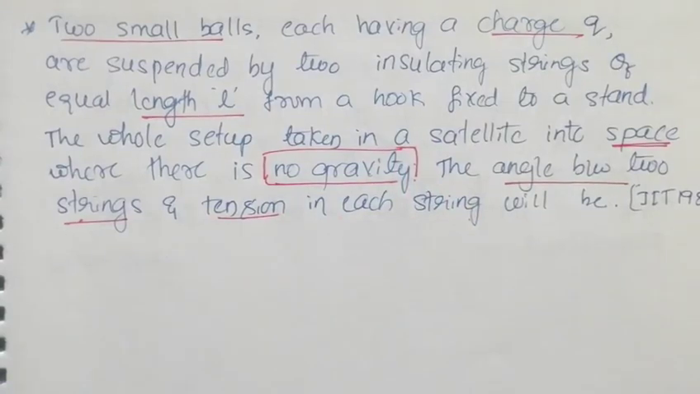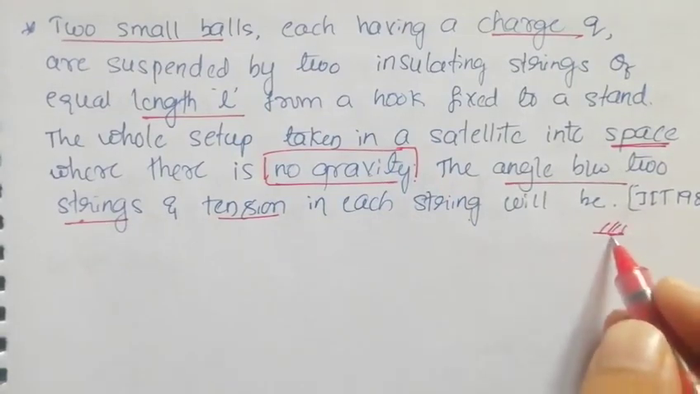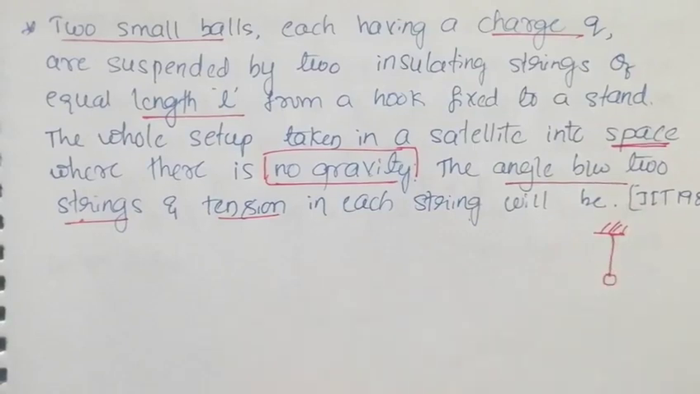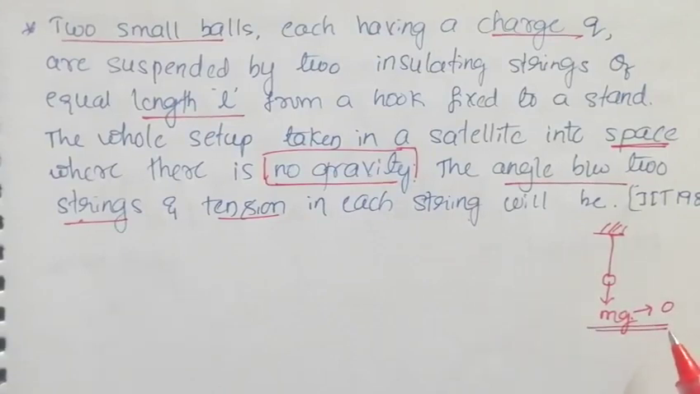Initially, what will happen? If you take a small ball on a hook, there will be a downward force, that is m into g. But in this case the g value tends to 0, so this entire thing becomes 0. There is no downward force at all.